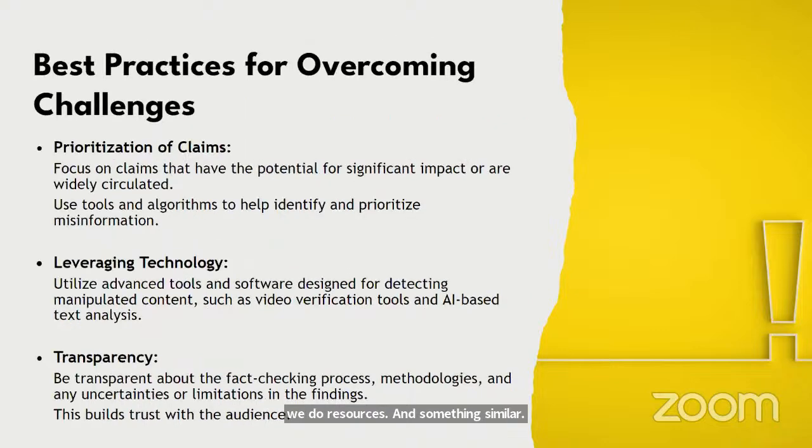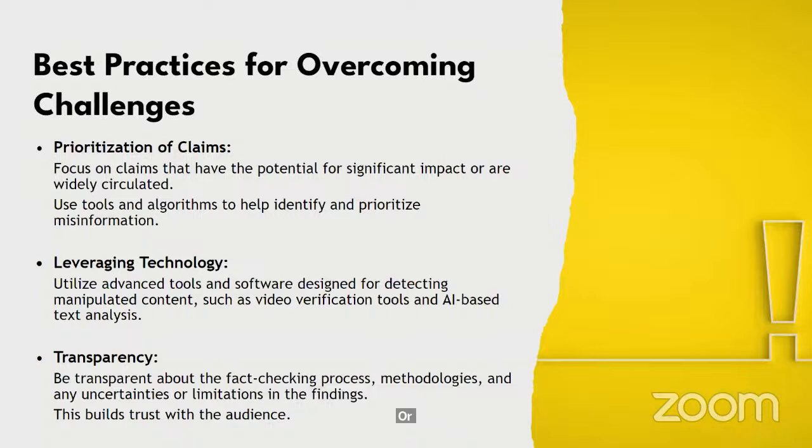Yeah, so some of the best practices for us to overcome the challenges facing fact-checking as fact-checkers or journalists is that we need to ensure that we prioritize claims that focus on the potential for significant impact or are widely circulated. So this one helps you address the challenge of large volume of information, because earlier on we mentioned that there's a challenge with a lot of information in circulation, like there's too much information, so we don't know what to fact check. So for you to address this challenge, make sure that you focus on claims that have significant impact or are widely circulated.